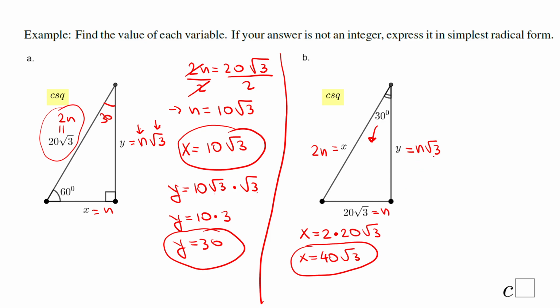Y is n square root of 3. So we're going to plug in this 20 square root of 3 for n. Okay, so we replace this n with 20 square root of 3, but we have another square root of 3. So don't forget about that. Very similar with the previous problem, we have 20 times square root of 3 times square root of 3 is 3. And the final step, 20 times 3 is 60.